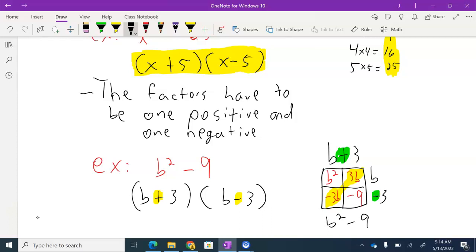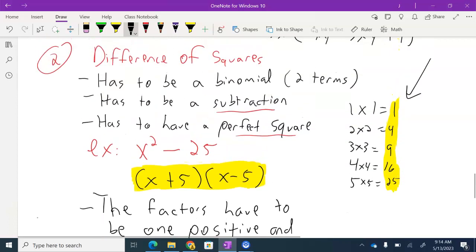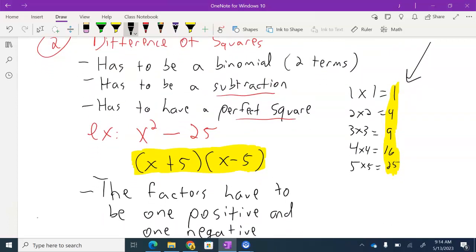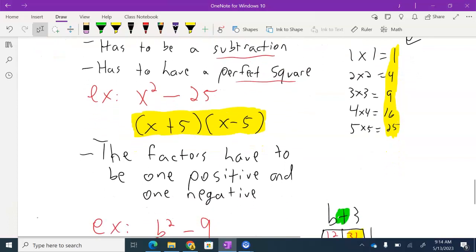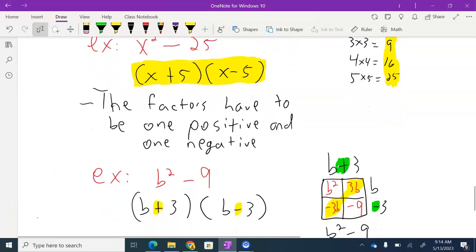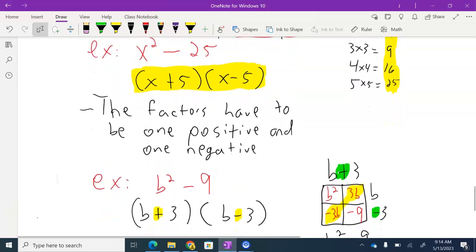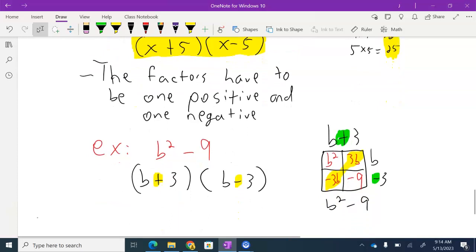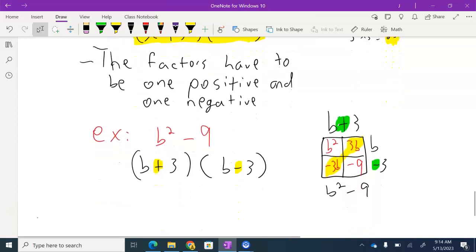So that's all you had to know about this second type of factoring. It's called difference of squares. It has to be a binomial, it has to be a subtraction, and it has to have a perfect square. And then you just set the factors as 1 positive and 1 negative. x plus 5, x minus 5, x plus 3, x minus 3, and so forth.